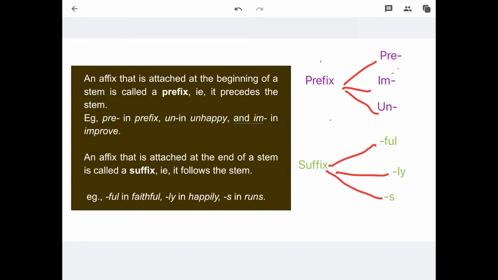Now what is a suffix? An affix that is attached at the end of a stem is called a suffix. That is, it follows the stem. So see the examples: ful in faithful, ly in happily, and s in runs.